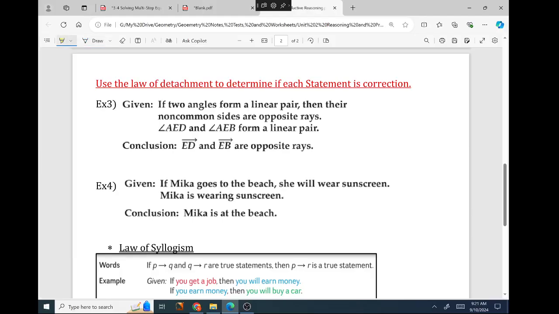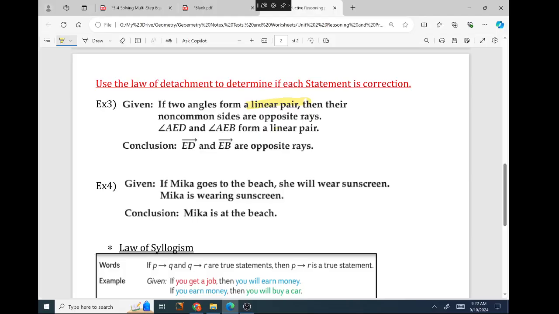Okay, so I'm looking for the trigger of they're a linear pair. Because if I trigger it, they're a linear pair, then I trigger whatever happens afterwards, yes? So read the statement. Conclusion, ED and EB are opposite rays. Okay, so what do we say? AED and AEB form a linear pair. Did that trigger the if? Yes, because it says if they're a linear pair. Fine, they're a linear pair.